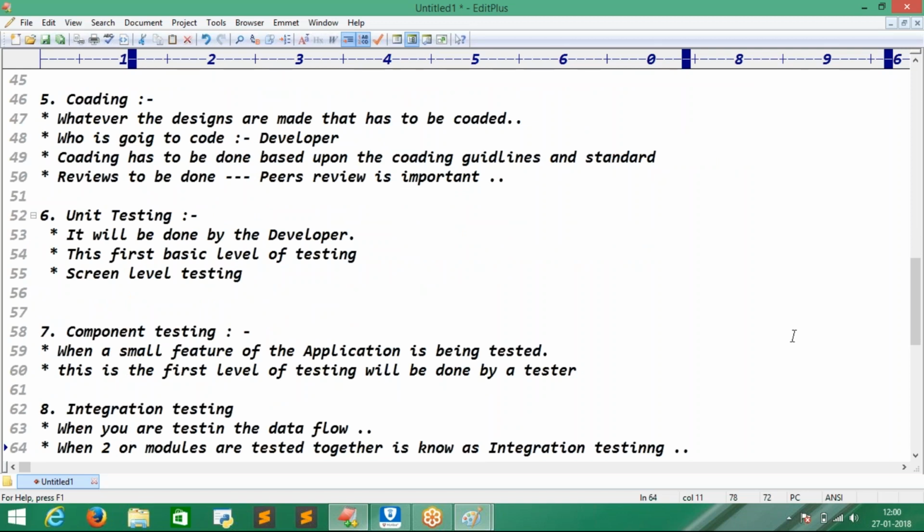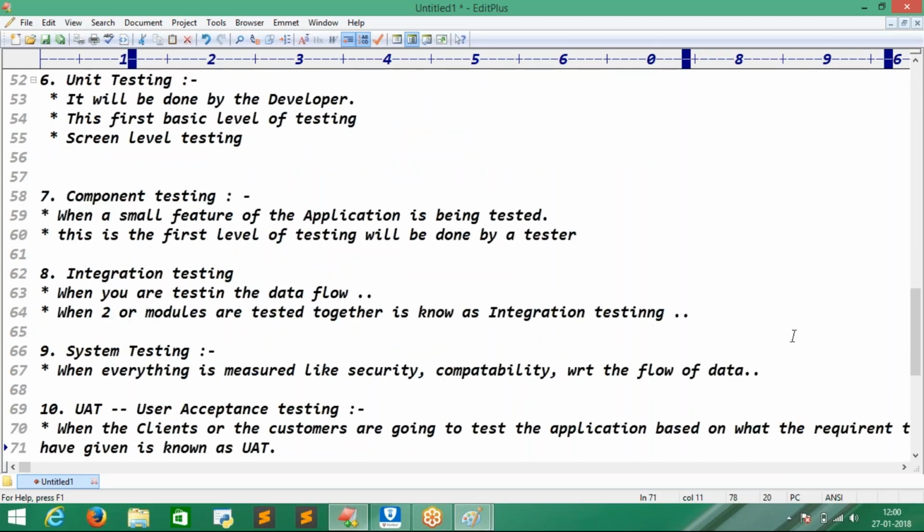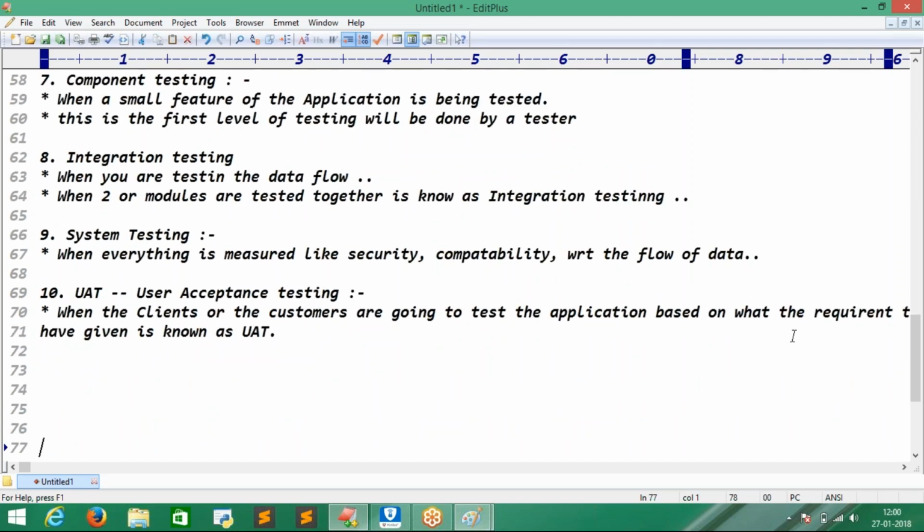Then talking about coding, whatever designs are made have to be coded. Who is going to do this? It should be done by a developer. The coding has to be done based upon the coding guideline standards. The review should be done, the peer review is important. Now talking about unit testing, it will be done by the developers. The first basic level of testing, then screen level testing. So this is also known as screen level testing.